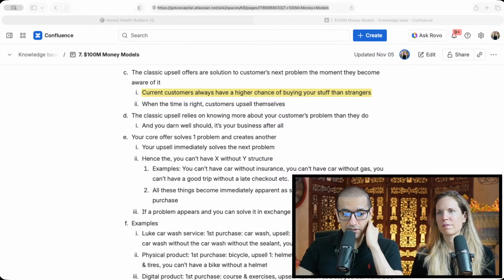When the time is right, customers upsell themselves. Current customers always have a higher chance of buying your stuff than strangers. Like that was the point I was making earlier.